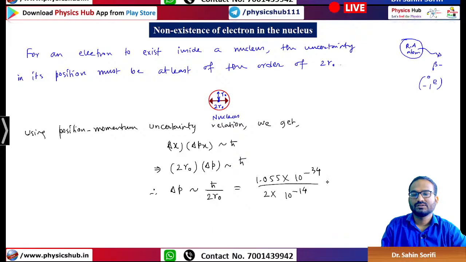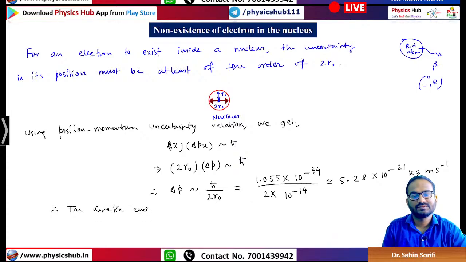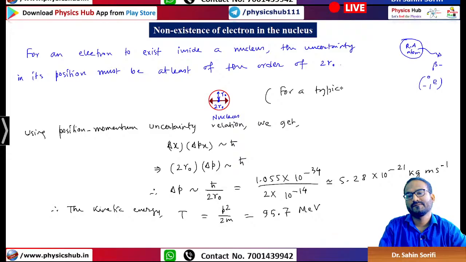If you calculate this, you will get around 5.228 times 10 to the power minus 21 kg meter per second. Once you get the momentum, we can calculate the kinetic energy. What is the kinetic energy? Kinetic energy T equals P square by 2m. By putting the mass of the electron and the value of P square, you will get around 95.7 mega electron volt.